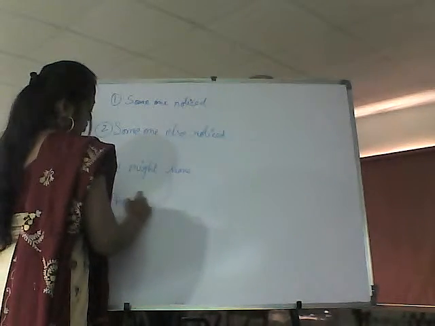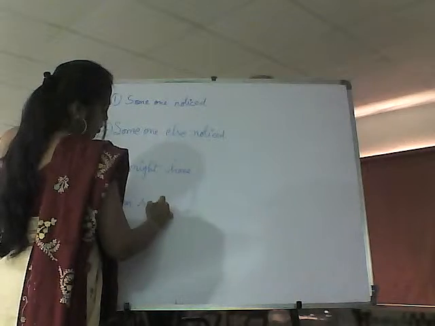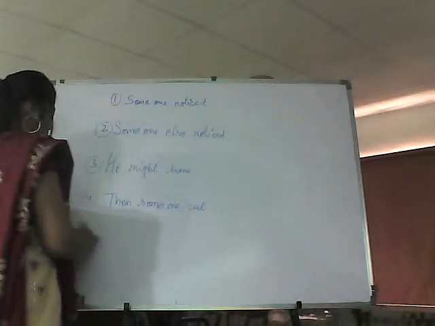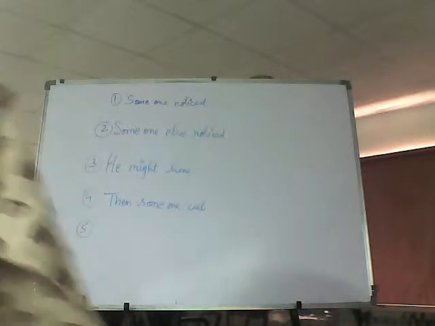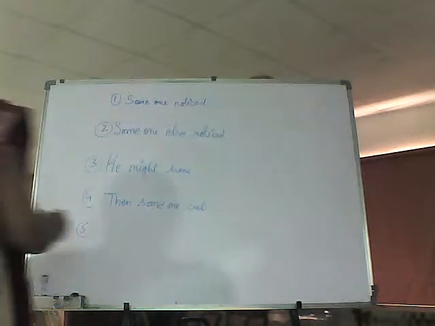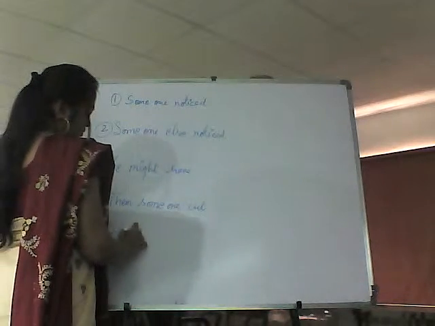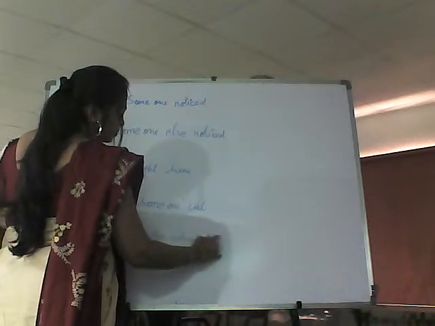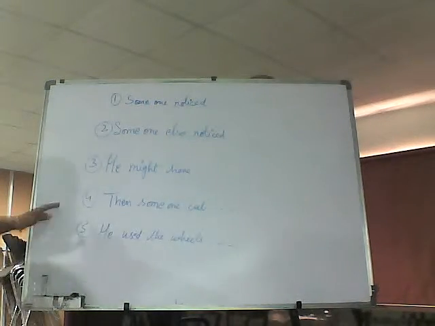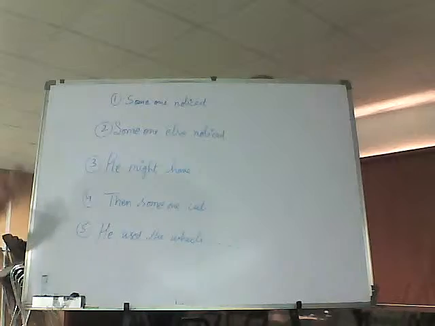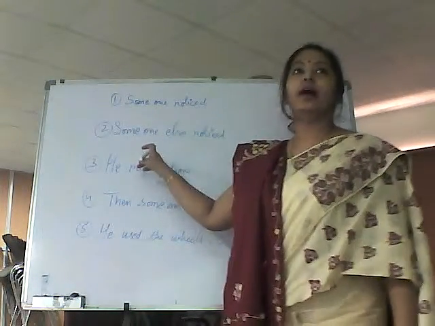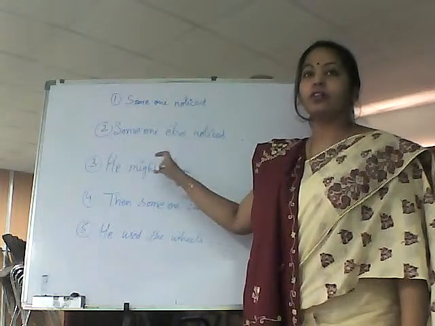Then someone cut. Okay, and number 5 is he used the wheels. Okay, this way. So these are the 4 points. So what you have to do is, you have to complete the sentences on your own.